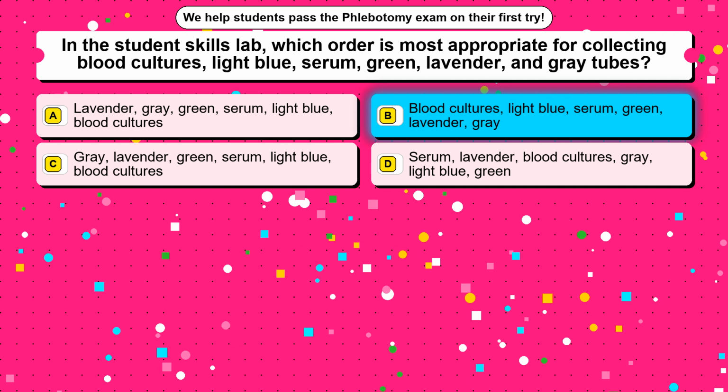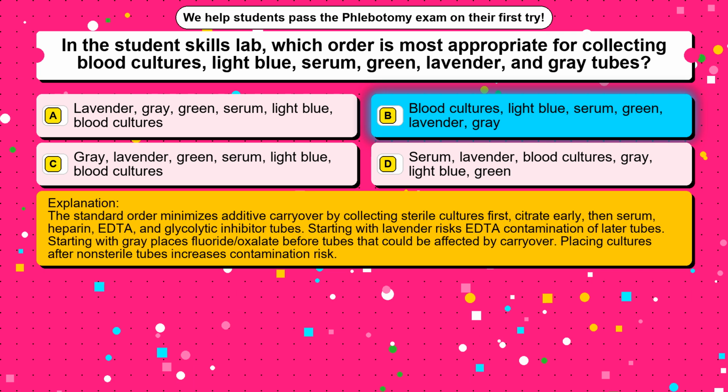The correct answer is option B, blood cultures, light blue, serum, green, lavender, gray. The standard order minimizes additive carryover by collecting sterile cultures first, citrate early, then serum, heparin, EDTA, and glycolytic inhibitor tubes. Starting with lavender risks EDTA contamination of later tubes. Starting with gray places fluoride/oxalate before tubes that could be affected by carryover. Placing cultures after non-sterile tubes increases contamination risk.